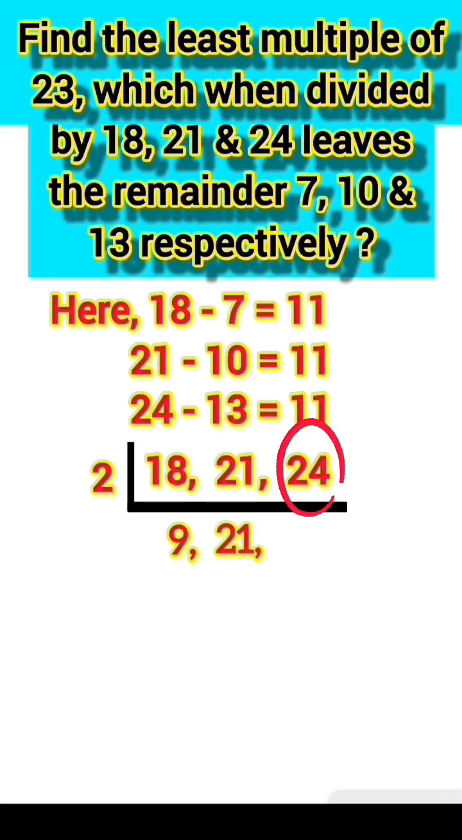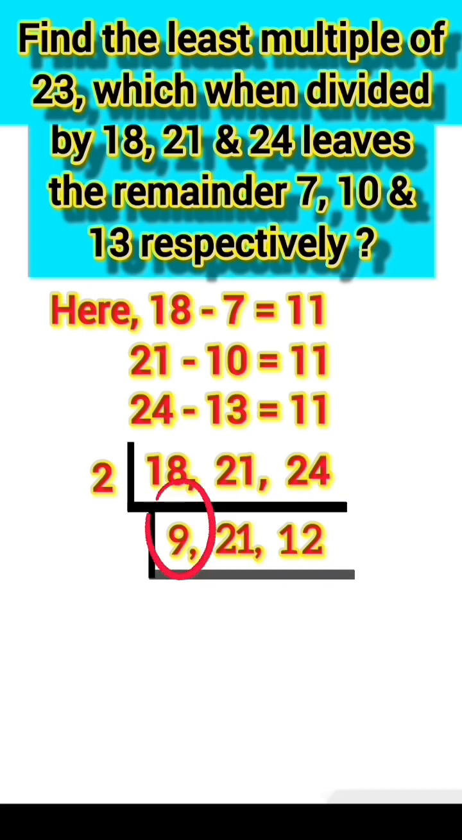The other number 24, last digit 4, this number is divisible by 2. First number 2, 2 ones are 2, and unit digit 4, 2 twos are 4. Now here we have 9. 9 is divisible by 3, that is 3 threes are 9. The other number 21 is divisible by 3, that is 3 sevens are 21. The other number 12 is divisible by 3, that is 3 fours are 12.